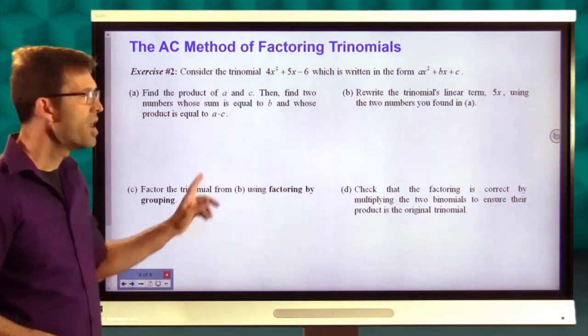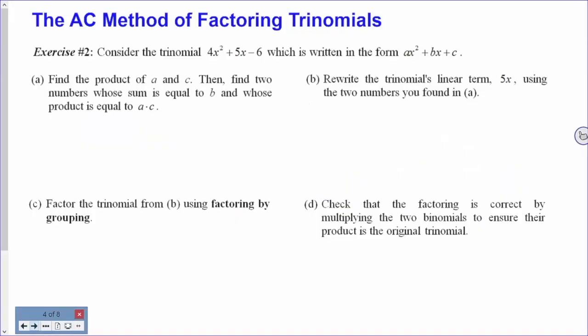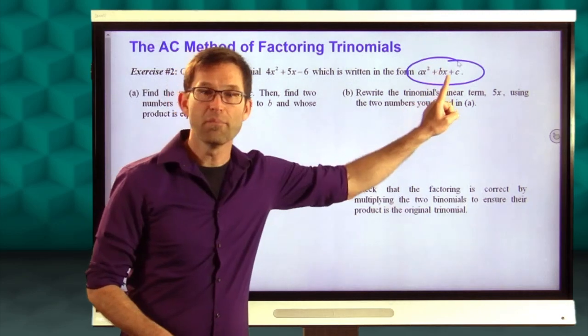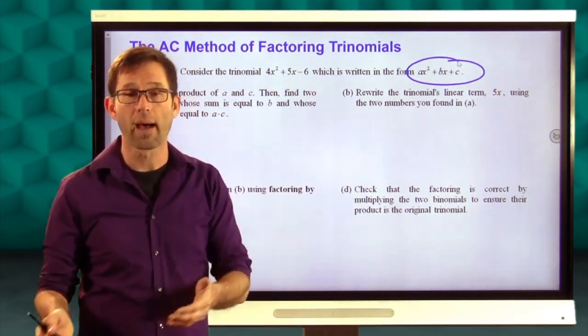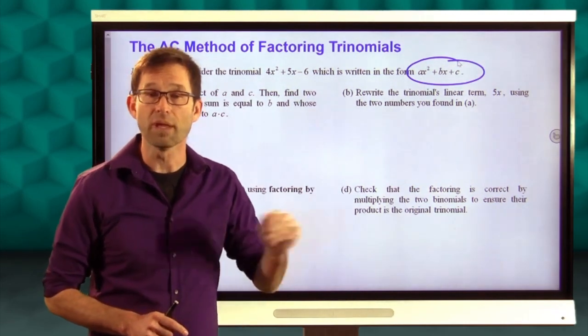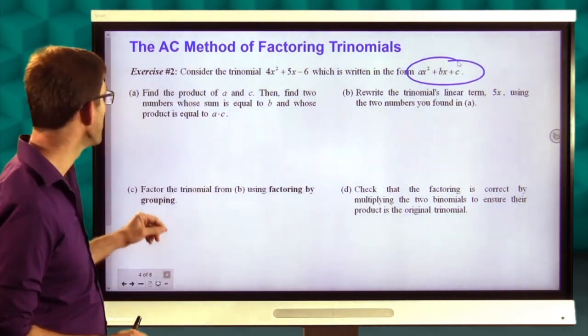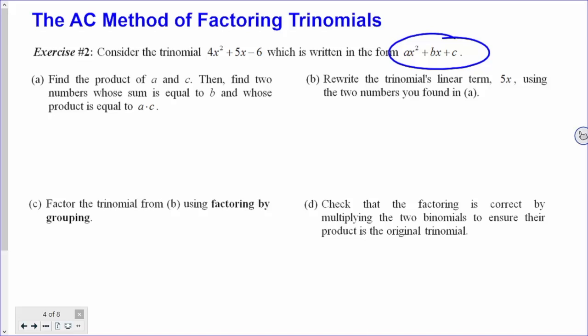Okay, here we go. Consider the trinomial 4x squared plus 5x minus 6, which is written in the form ax squared plus bx plus c, right? A, B, and C from the quadratic formula, from general work with parabolas and things like that. Now, let's take a look at letter A. It says find the product of A and C, and we're going to just walk through this entire problem together.